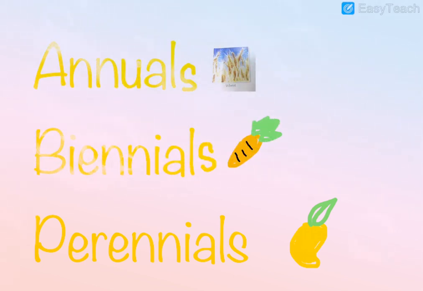So perennials, these plants require 3 or more years to complete their life cycle. They grow, flower, set seed for more than 3 years. For example, apple and oranges and mango. And even carrot is the example of biennials, okay, not perennials.